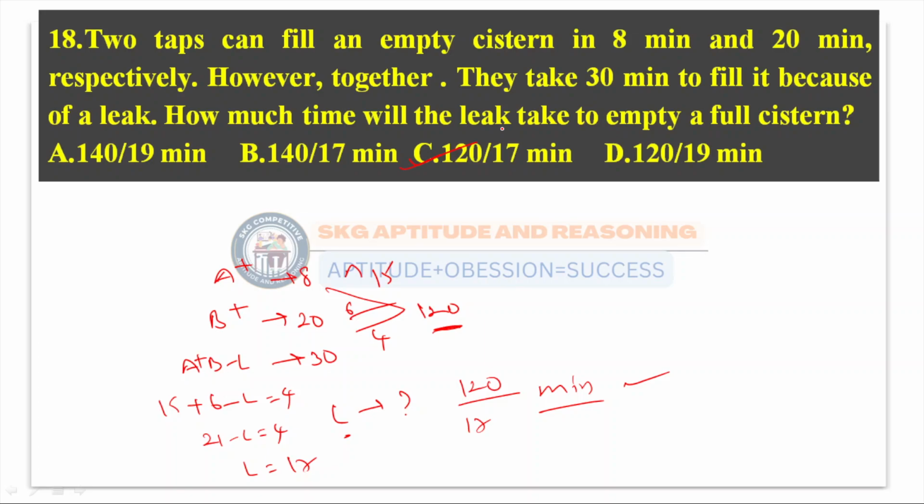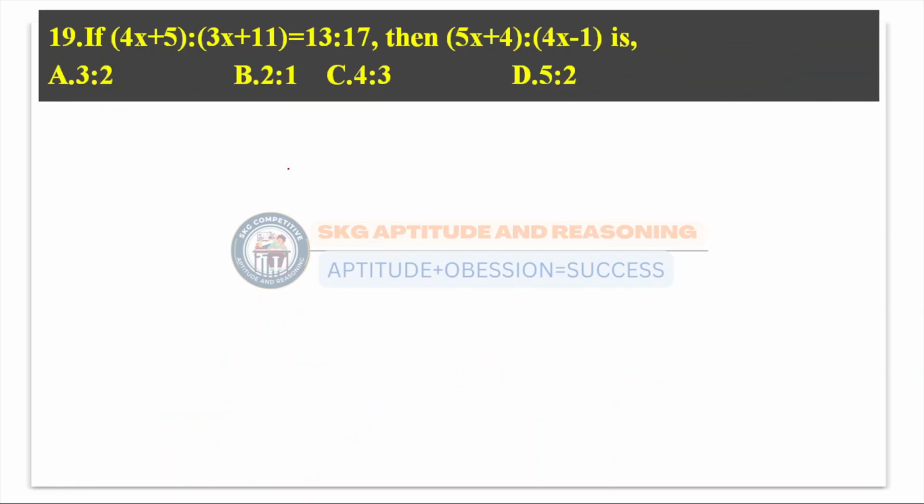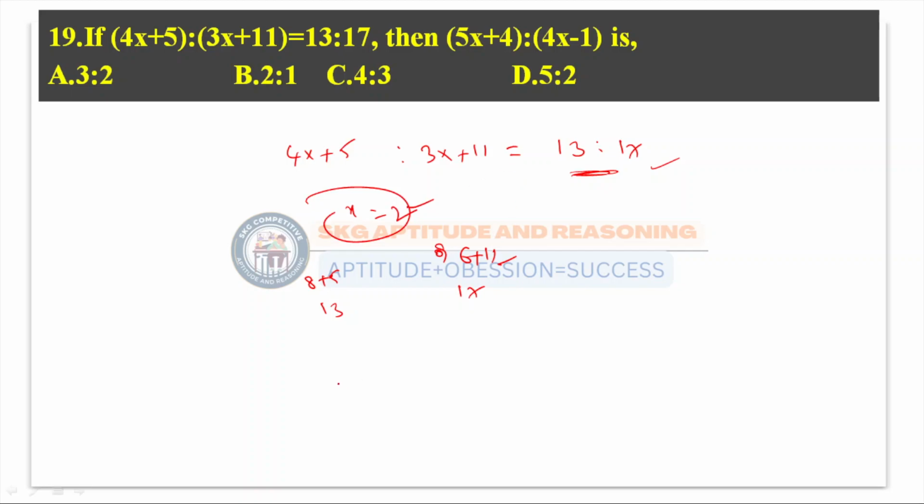Let us go for the next question here. Okay, this will be the next question. The given question is 4x plus 5 is to 3x plus 11, and the value is given as 13 is to 17. Suppose we take x value as 2, let us see whether our equation will be satisfied or not. We have to get the answer as 13 is to 17. If I substitute the x value as 2 here, it will be 8 plus 5 is 13, and 6 plus 11 is 17. So my equation is satisfied for x value to be 2.